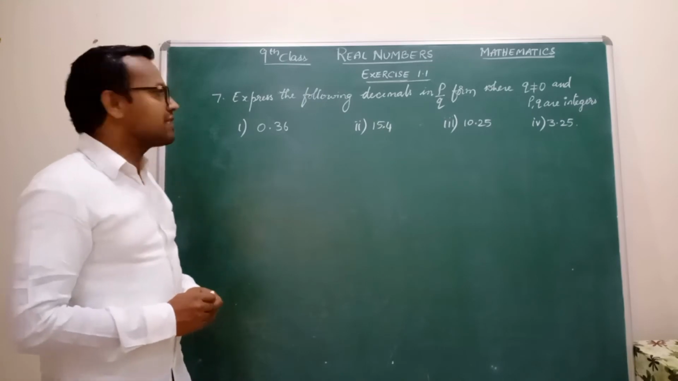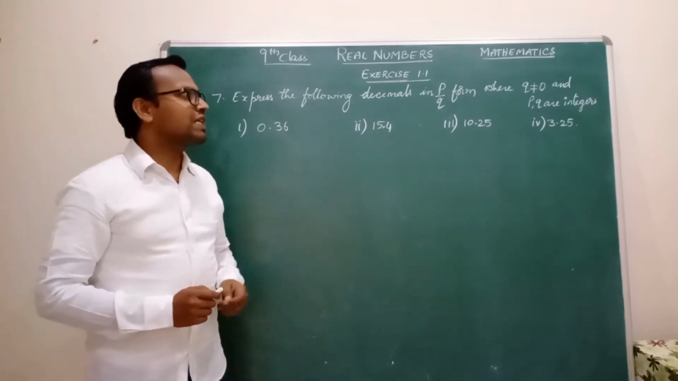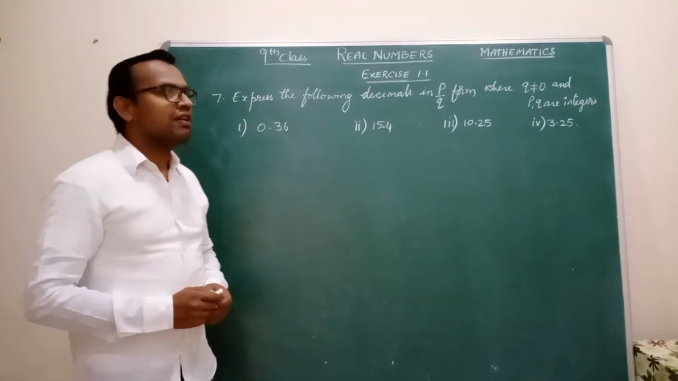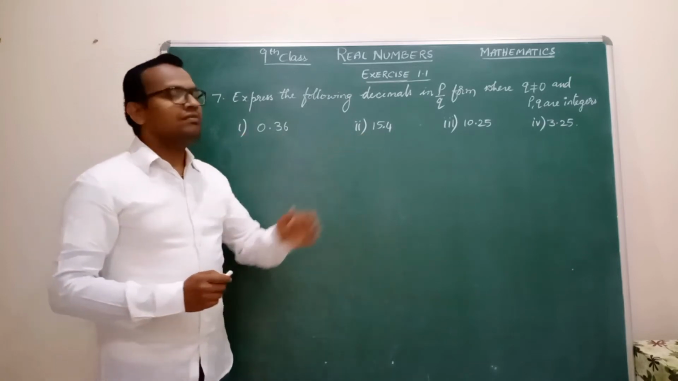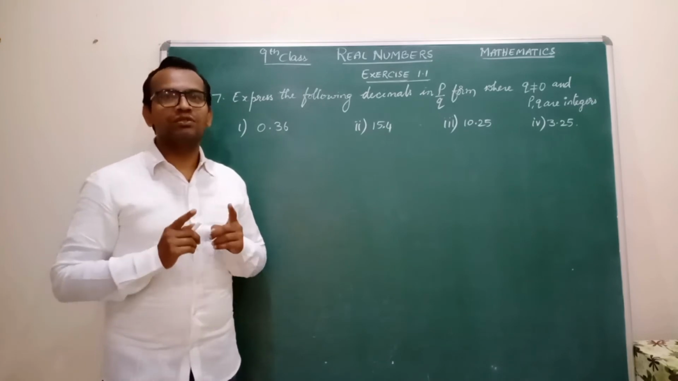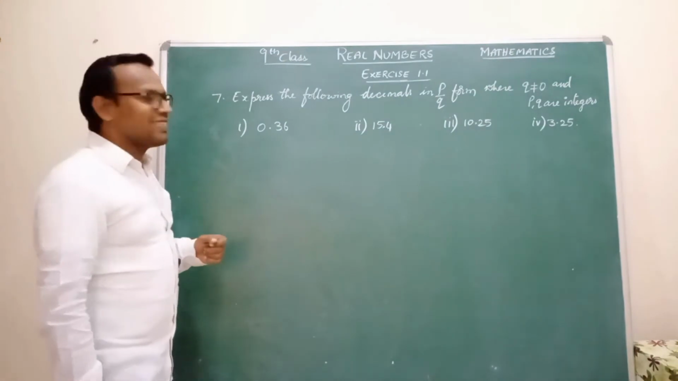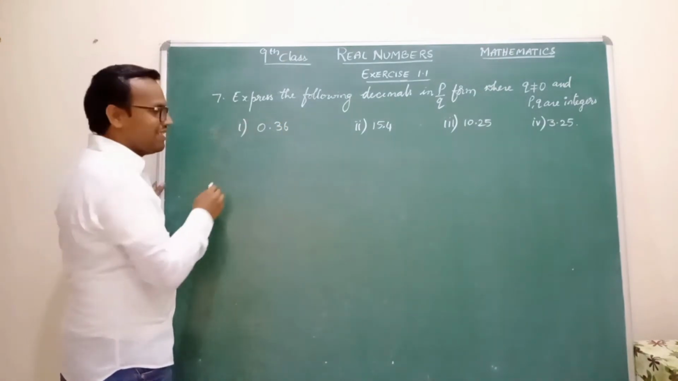The seventh question is like this. Express the following decimals in p by q form, where q is not equal to 0 and p and q are integers. Here some terminating decimals are given and we need to convert them into p by q form. Okay, so the first one is 0.36.